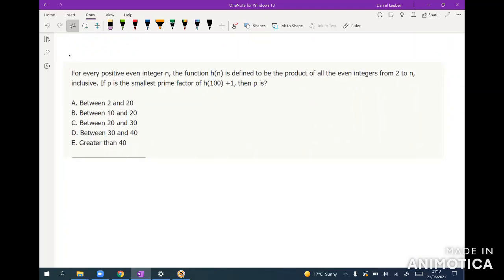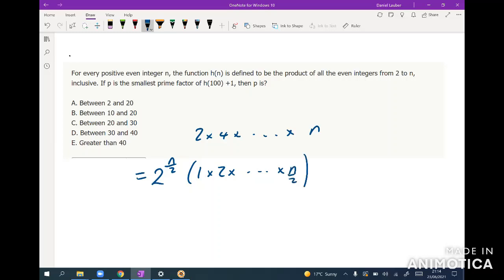For every positive integer n, the function hn is defined to be the product of all even integers from 2 to n inclusive. Okay, so in other words, it's 2 times 4 times up to n, and it's all of the even integers. Effectively, I can factorize out a 2 from every single number. How many of them? I suppose it's 2 to the n over 2 of them. I'm not too worried about that, because then that leaves us with 1 times 2 times all the way up to n over 2, which is 2 to the n over 2 times n over 2 factorial.